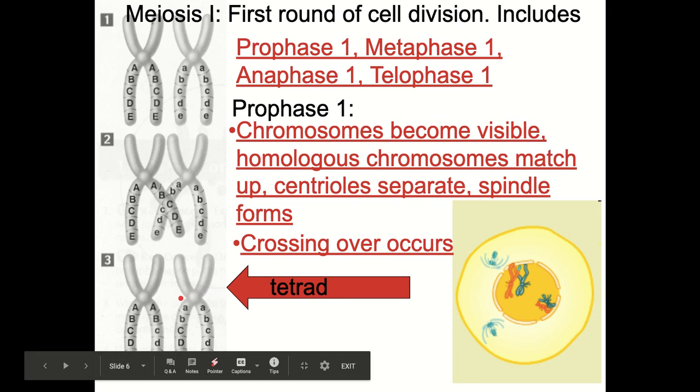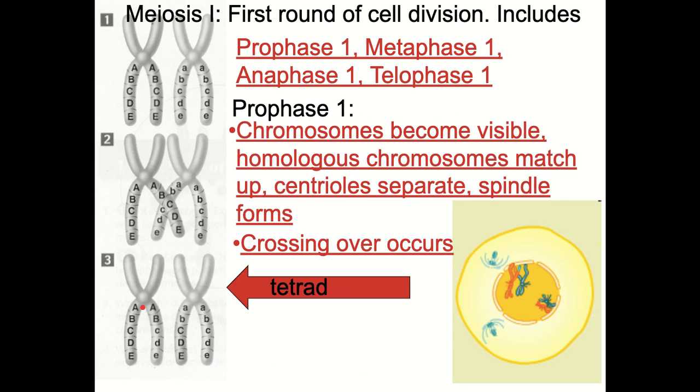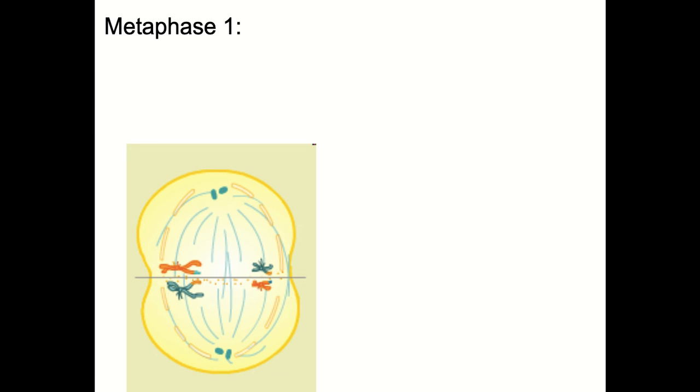We call this a tetrad. A tetrad is just a pair of homologous chromosomes. Usually they line up nicely by size. We start with tall and then we go to the short ones.